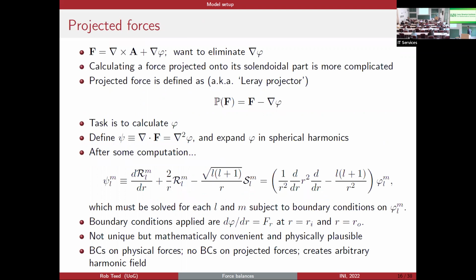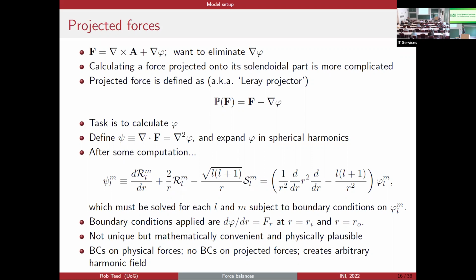You can also calculate the projected forces. So here we are again. This is what our force looks like. We want to eliminate this gradient part. Now this is more complicated because it involves solving for phi. So the projected force is defined in this manner. The idea is you calculate phi, you take its gradient, and then you subtract that from F.